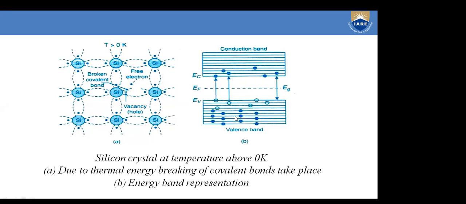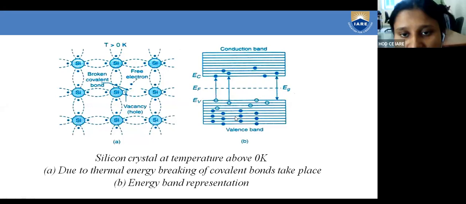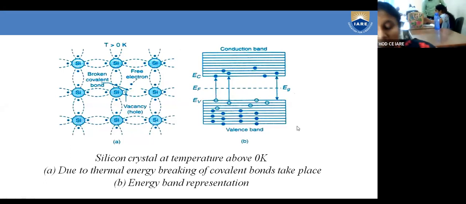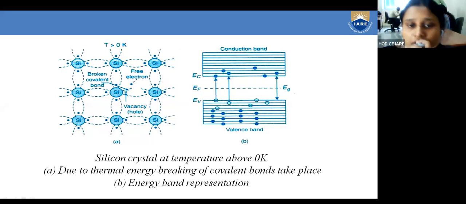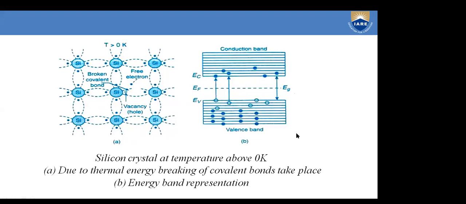Only in intrinsic semiconductors do we have the number of electrons in the conduction band equal to the number of holes in the valence band. Whereas if you go for other types of semiconductors like p-type and n-type, there we talk about majority and minority carriers. But in intrinsic semiconductors, the number of holes in the valence band and the number of electrons in the conduction band are equal. Right, students? Any doubts?